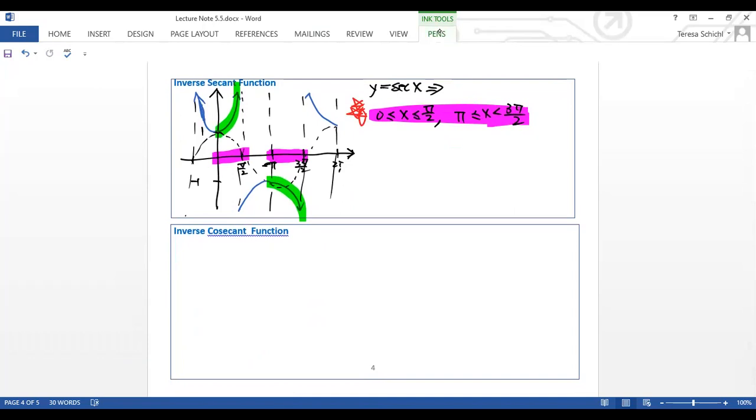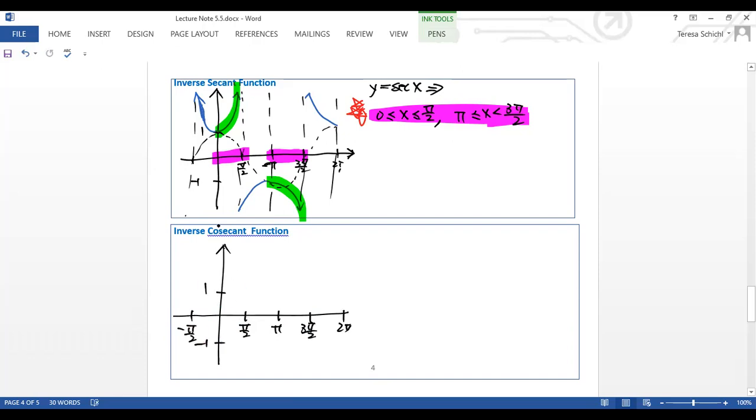Okay, so let's take a look at cosecant here, right? So this is my function. So this is pi over 2, pi, 3 pi over 2, 2 pi, negative pi over 2. This is 1. This is negative 1. All right. So cosecant is the reciprocal of sine, right? So let's do a sine. So this is my sine.